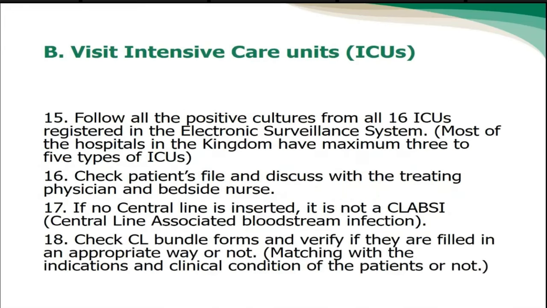Follow all the positive blood cultures from all the 16 types of ICUs which are registered in the electronic surveillance system. Most of the hospitals in the kingdom have a maximum of 3 to 5 types of ICUs, where it's very rare that you will find more than 5 types of ICUs. The medical cities or the specialist hospitals mostly have more ICUs. Otherwise, you might have 1, 2, or 3 maximum. But try to collect all the information from all the critical care units registered in our electronic system.